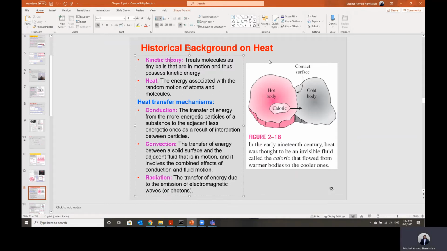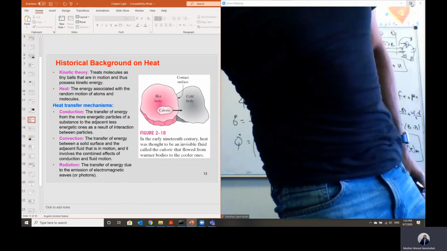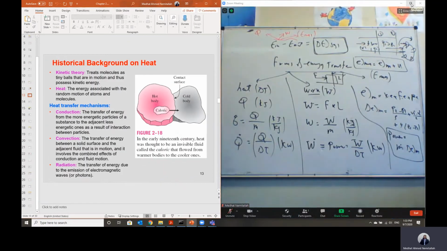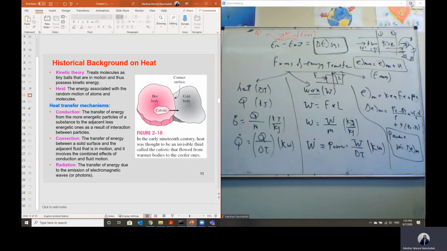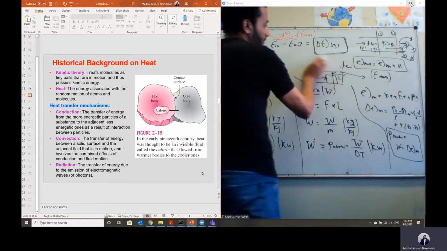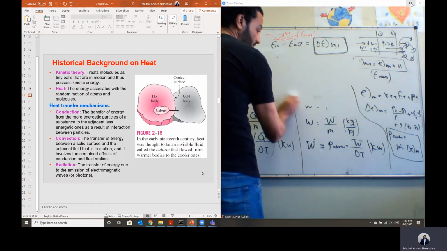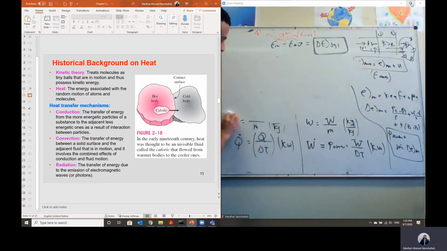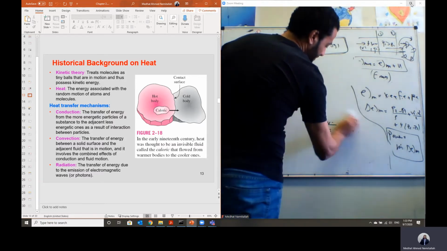And this is based on what we call the kinetic theory, but we don't have any kind of fluid that is actually transferring from the hot body to the cold body. So what are the forms of energy transfer by heat? Energy can transfer by heat in different forms. Heat can transfer through conduction, convection, and also by radiation.